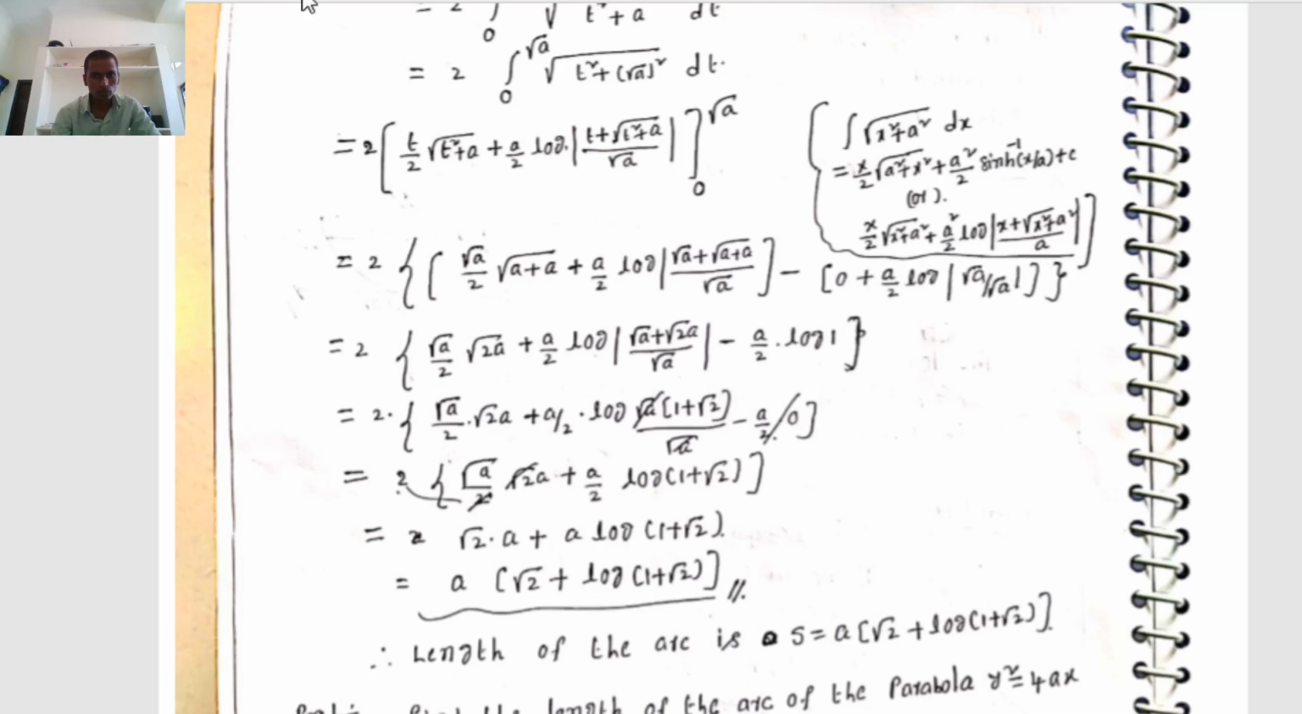Therefore, 2 into x by 2 means t by 2, square root of a square plus x square, where the square root of a square means root a whole square, that is a, and x square means t square, plus root a square means a, plus a square by 2 means root a square by 2, root a square means a by 2, into log of x means t plus the square root of x square plus a square, that is the square root of t square plus a, by a, root a square means root a, where the limits are 0 to root a.